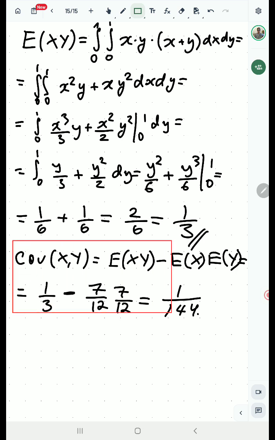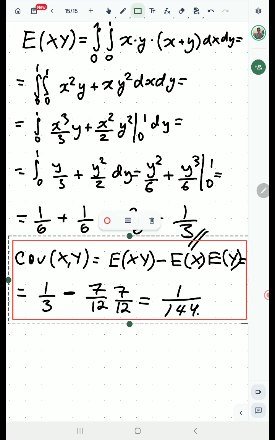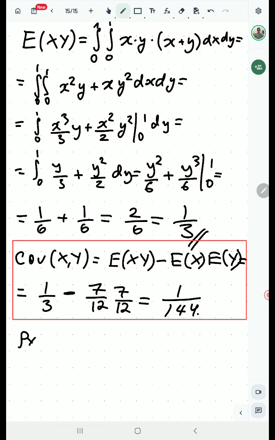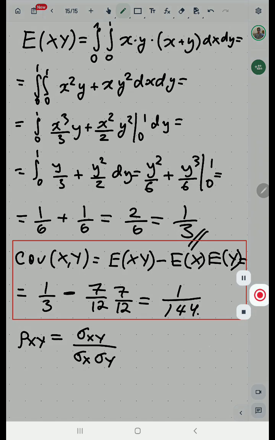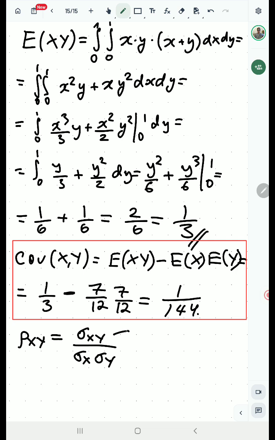Maybe I have to put it in a box. And then what else? For computing rho, the correlation coefficient between x and y, I have to know sigma xy. So covariance is usually denoted by sigma xy, divided by sigma x, the standard deviation of x, times the standard deviation of y. Right? We know this is 1 over 144, but we don't know these. So what are sigma x and sigma y? Let's compute them.